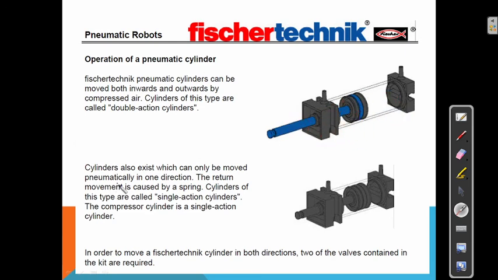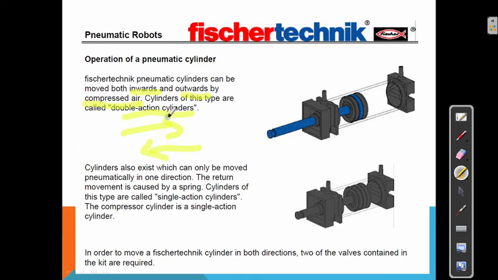Okay. Cylinders also exist which can only be moved pneumatically in one direction. The return movement is caused by a spring. The cylinder of this type is called a single action cylinder. The compressor cylinder is a single action cylinder. See here it's a double acting cylinder and it will have both inward and outward directions with compressed air.